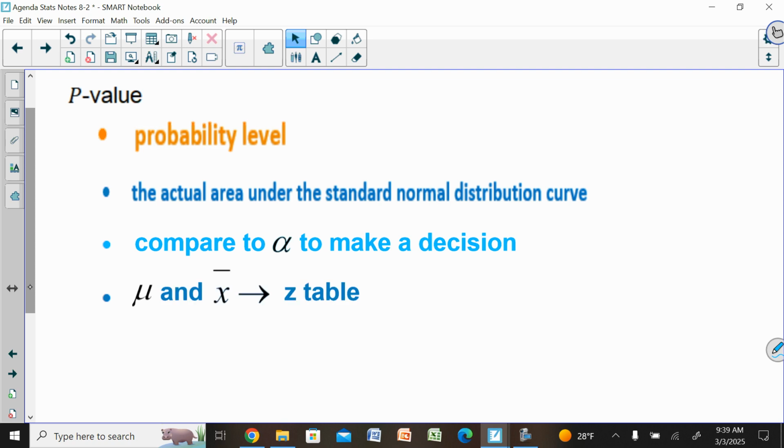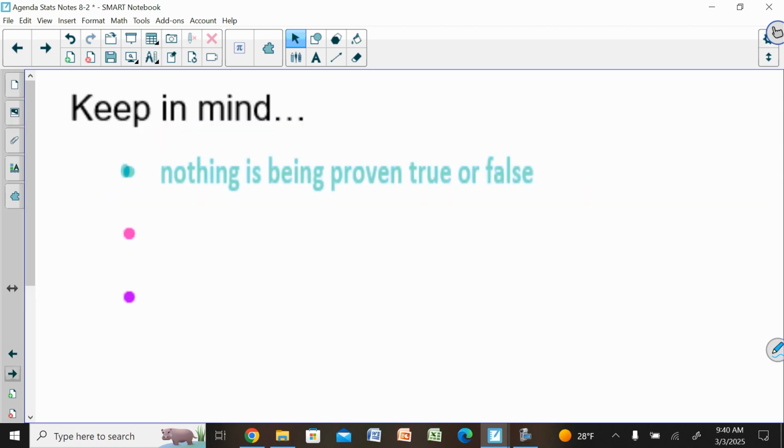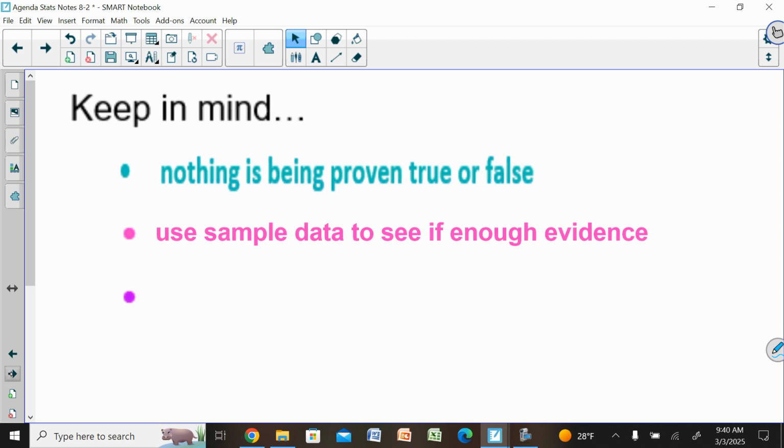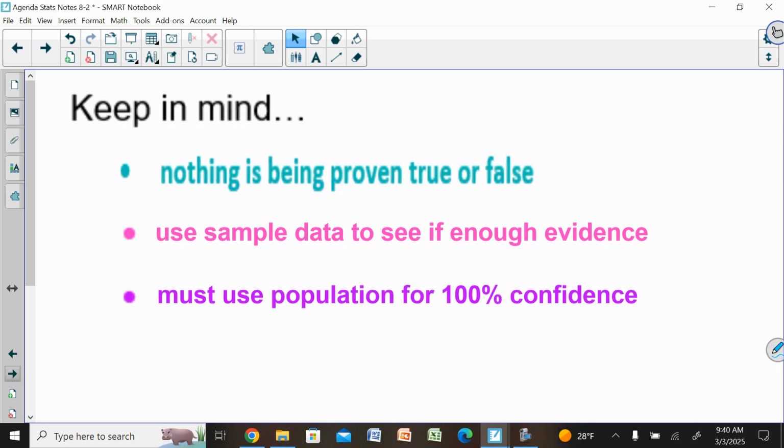And since we're using mu and x bar, again, we're going to our z-table. If we were using mu and x bar, but we didn't know sigma, we didn't know our population standard deviation, that would make a difference, right? So we're going to use a z-table for right now, not for every case. So keep in mind, nothing is absolutely true or false. We use our sample data just to see if we've got enough evidence. And the only way to be 100% confident is using our population data.